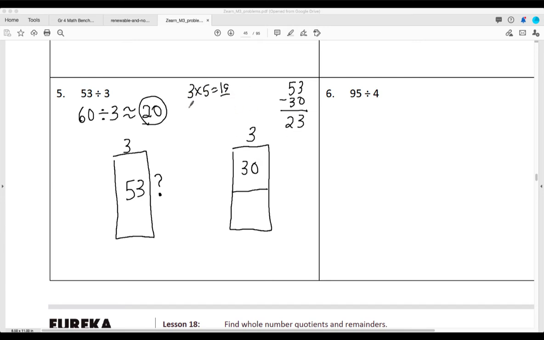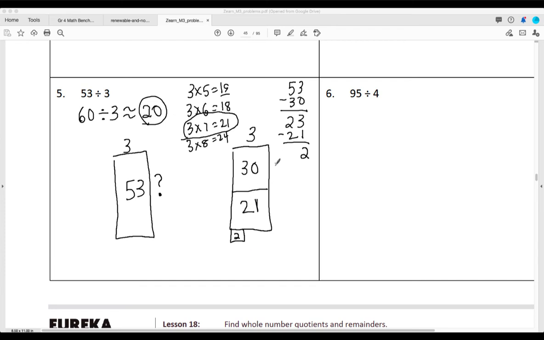I can get closer. Let's do 3 times 6 is 18. I can still get closer. 3 times 7 is 21. And 3 times 8 equals 24. That's too much. So it looks like this is the perfect number. I'm going to put 21 here. Now, if I take away 21 from 23, I get 2 left over. And I know 2 is not a multiple of 3, so I'm going to put this 2 in a little baby box down here at the end. I'll show you why I did that in just a second.